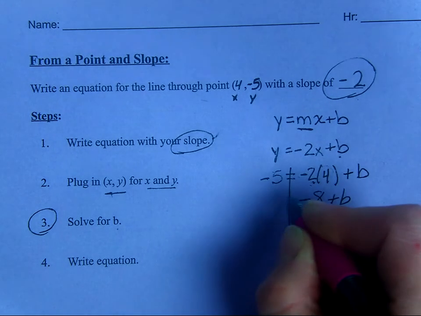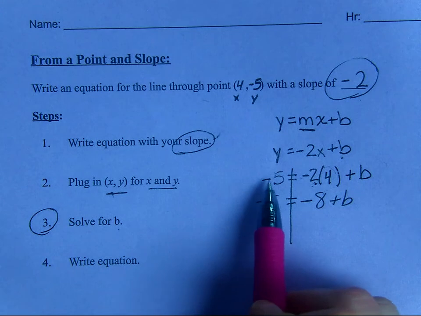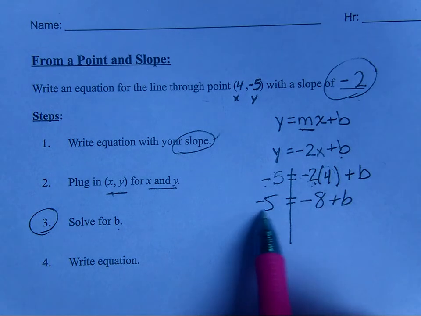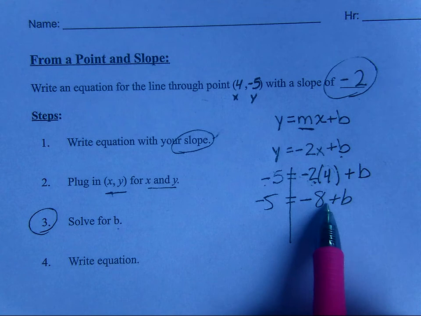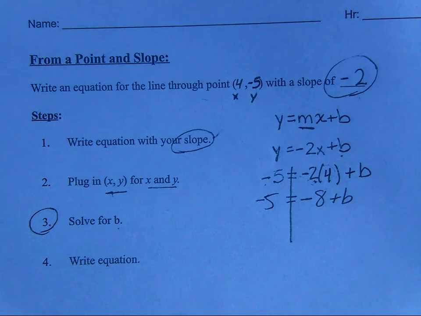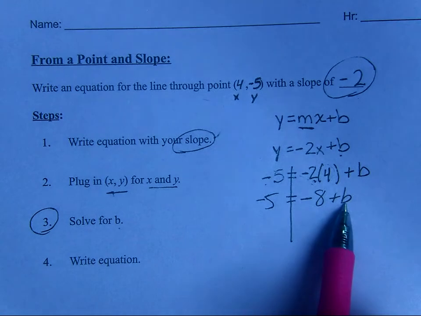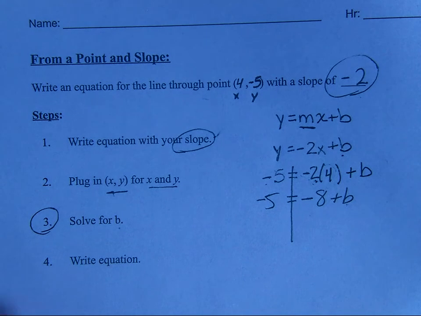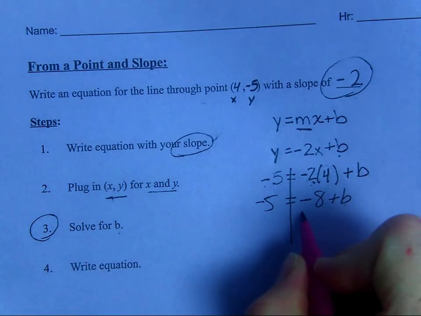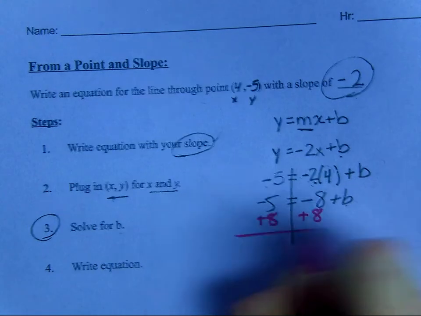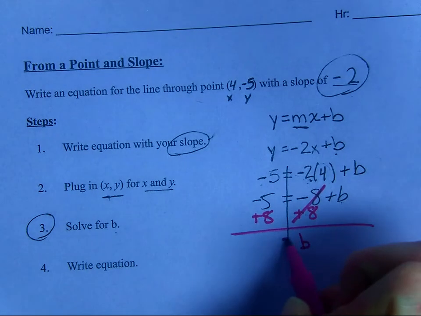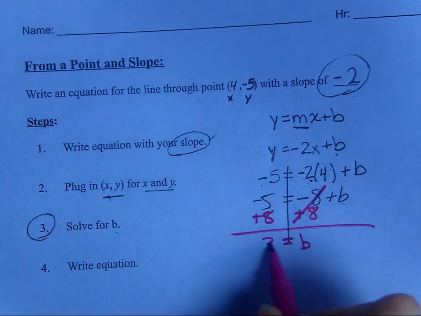So I'm rewriting the equation. Instead of -5 = -2 times 4 + b, I've got -5 is equal to -8 + b. So to solve for b, I want to cancel out this -8, which means I would be adding 8 to both sides to figure out that b is equal to +3.